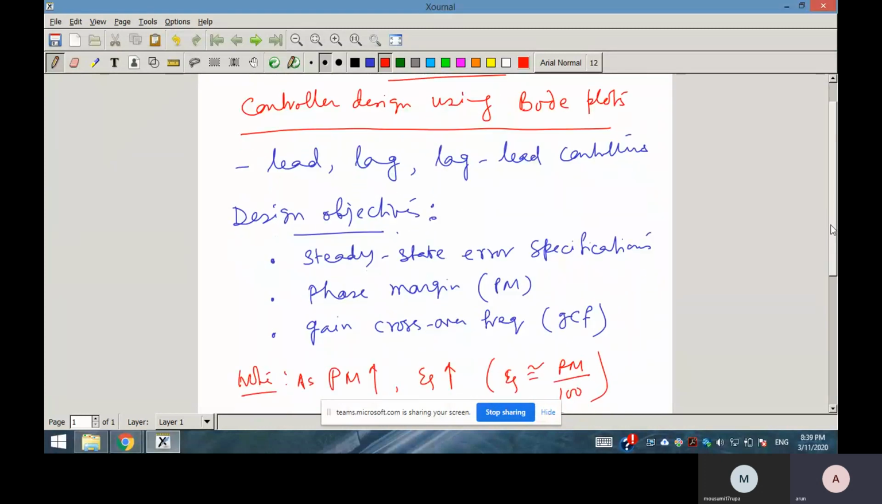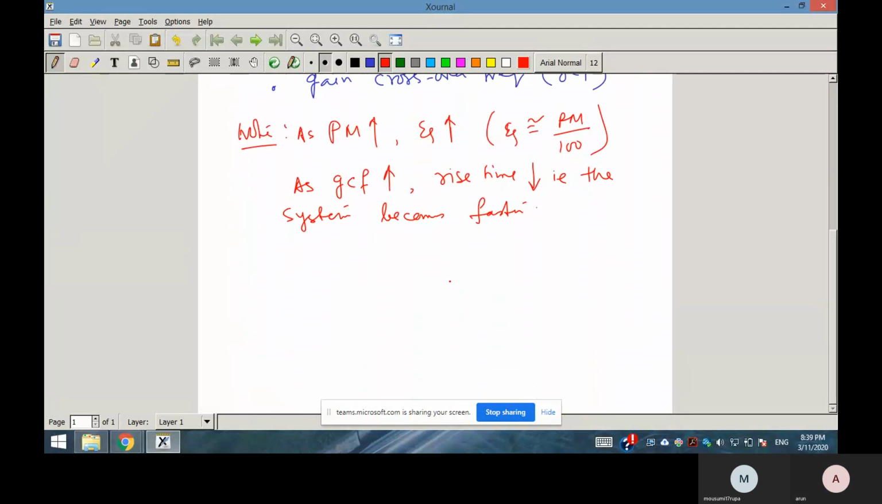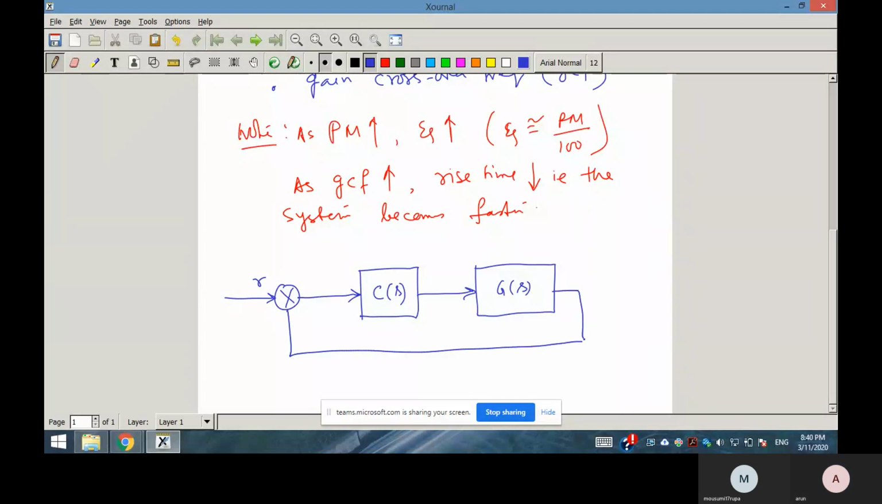But before that, what is the control configuration here? That also I should say. So this is the control configuration we will be using. This is your plant G(s), and this is your controller C(s), and this is your reference input. So this is the feedback system we will be using. This is your tracking error, and this is your controller output or control input.